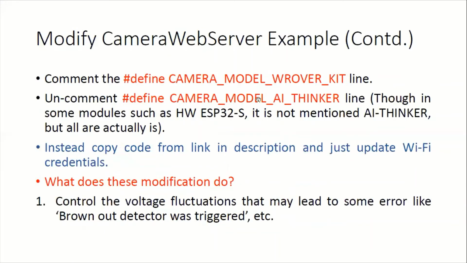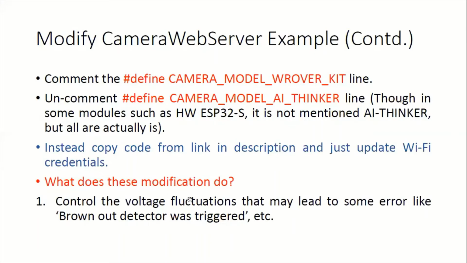Then you have to uncomment the model AI Thinker, because we are using AI Thinker, and you have to comment out the camera model Wrover Kit. So we are using AI Thinker, so you have to uncomment it and comment this. If you don't want all this hassle, you can just copy the code from the link in the description and just update your Wi-Fi credentials, and you'll be ready to go.